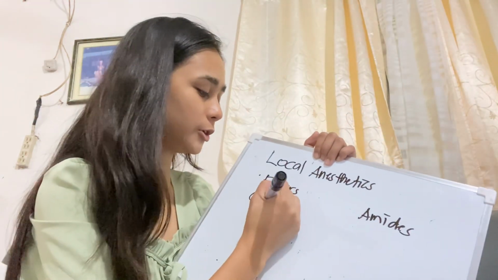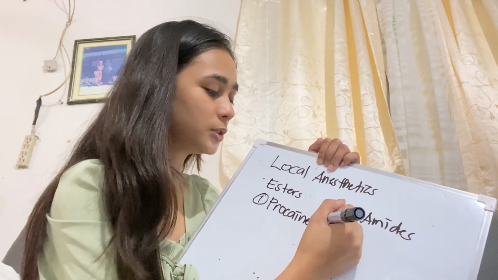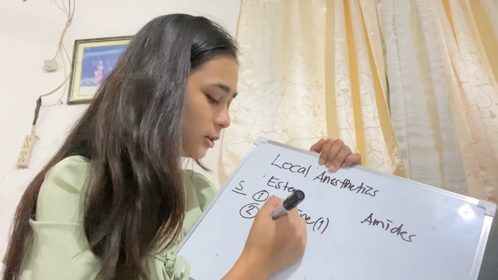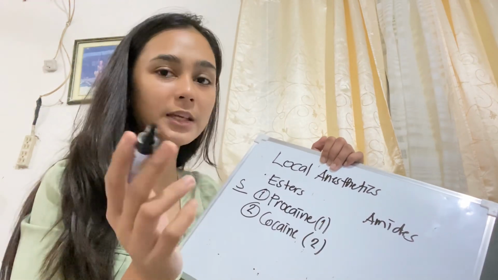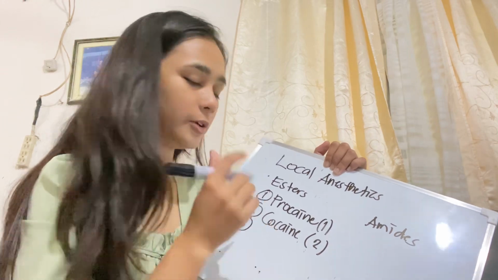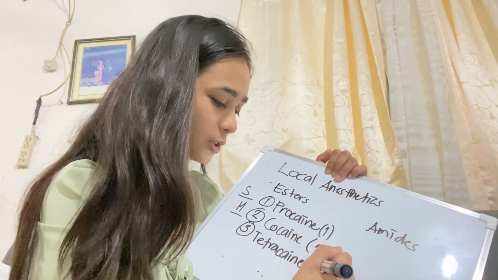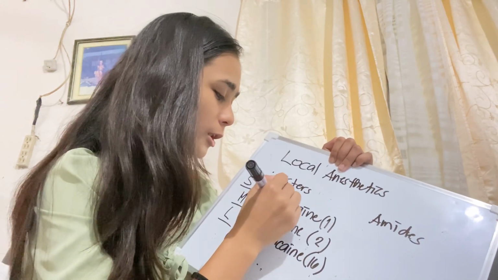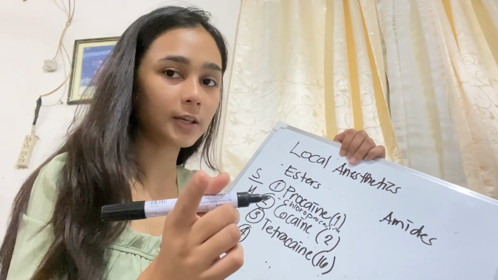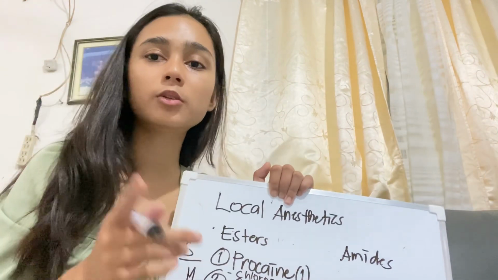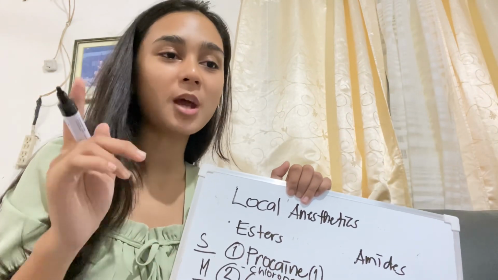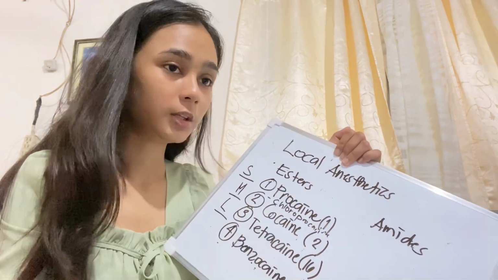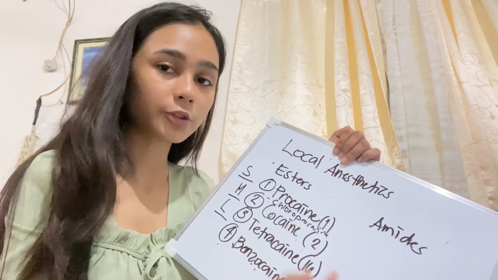So here, first we have procaine, which has a potency of 1 and a short duration of action. We have cocaine, which has a potency of 2 and is medium acting. Third, we have tetracaine, which has a potency of 16 and is long acting. And chloroprocaine is short acting, but together with epinephrine, it is medium acting. So last we have benzocaine. This is for surface area only.